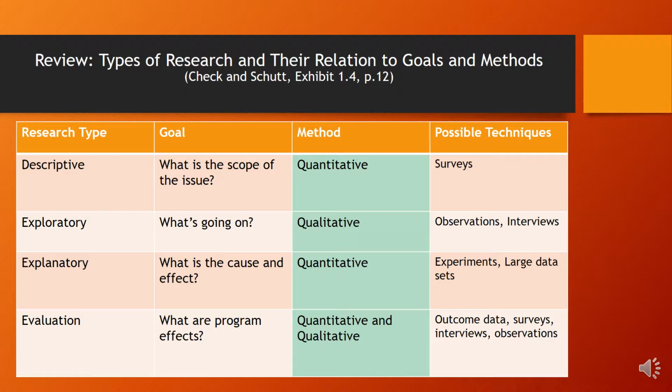Exhibit 1.4 from page 12 of your text summarizes the types of research in their relation to goals and methods. Take note of each research type, goal of the research, method employed to answer the research question or questions, and possible techniques. For example, the goal of a particular exploratory researcher may be to better understand what is going on, so a qualitative approach is used by making observations and conducting interviews.